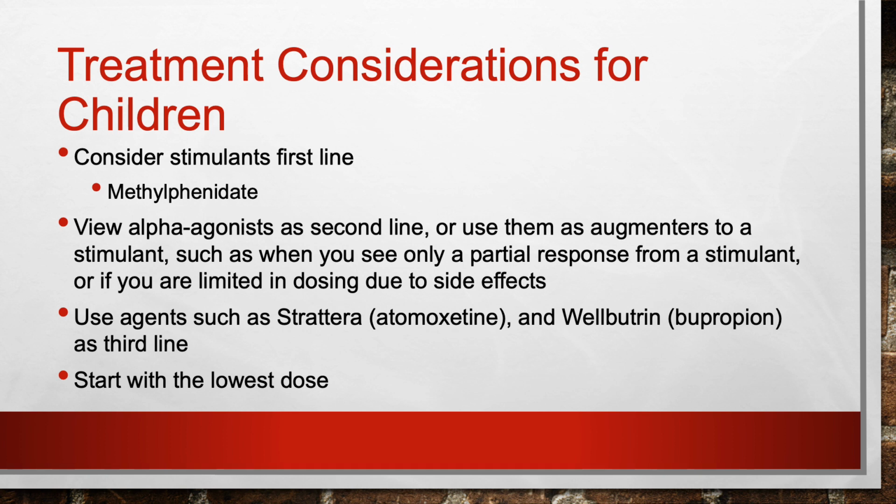Use agents such as Strattera, atomoxetine, and Wellbutrin, bupropion, as third line. Start with the lowest dose. You can deviate from this depending on contraindications or comorbidities, but most children do well on stimulants. Ultimately, the recommendations that you land on depend on individual tolerability.